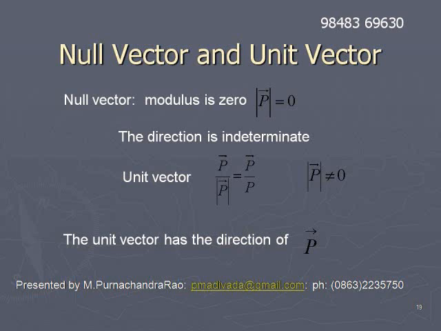Here, modulus p bar should not be 0. To obtain a unit vector, modulus p bar should not be 0. Hence, p bar by modulus p bar gives the unit vector. That means a vector having magnitude unity along the same direction of the vector p bar. So, the unit vector has the direction of p bar, but its magnitude is 1.